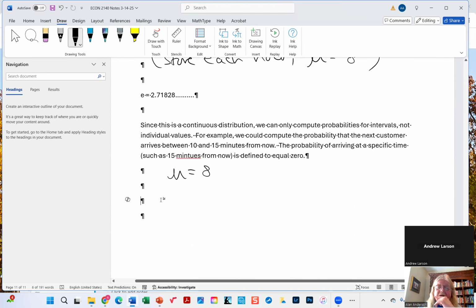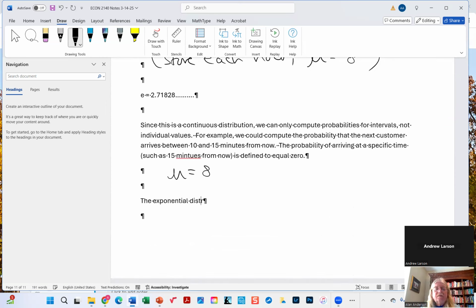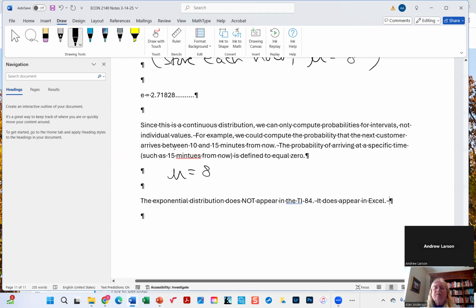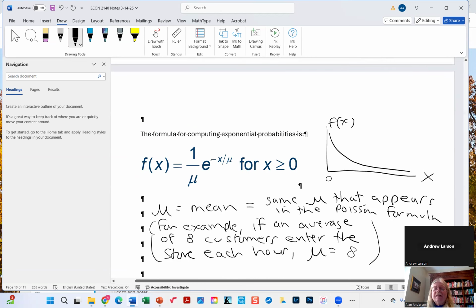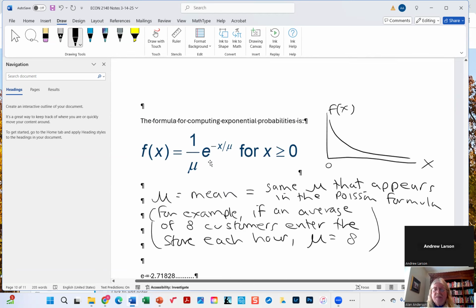Now, here's some bad news for everyone. The exponential distribution does not appear in our calculators, or at least not the TI-84. If you have the Nspire, it's possible that it's there, but I don't know that for a fact. Luckily, it does appear in Excel. So that means we have to actually calculate these probabilities directly from this formula, but it's not that bad of a formula. I mean, really, look at it.